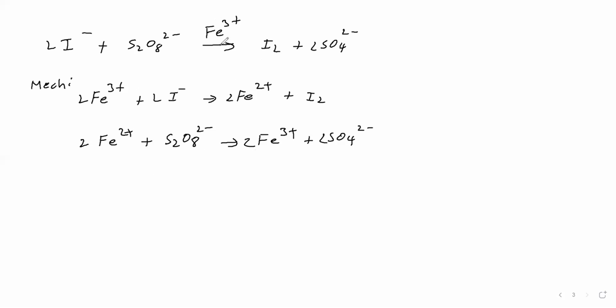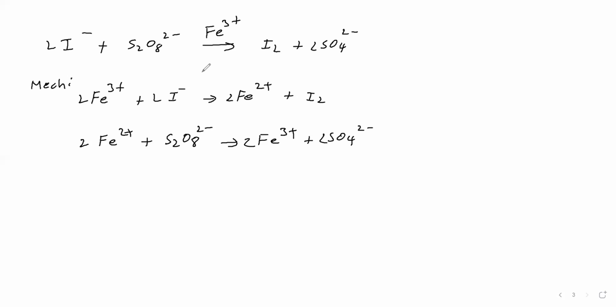That means this catalyst is able to show variable oxidation states, and therefore it makes the reaction proceed. Therefore, transition metal ions act as catalysts because they show variable oxidation states and form complexes. Therefore, we can use d block elements as catalysts.